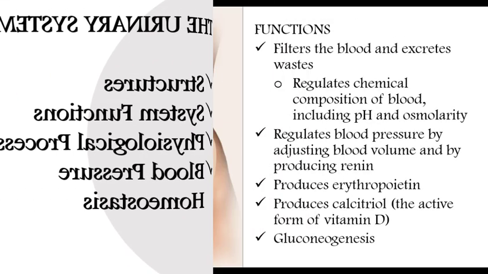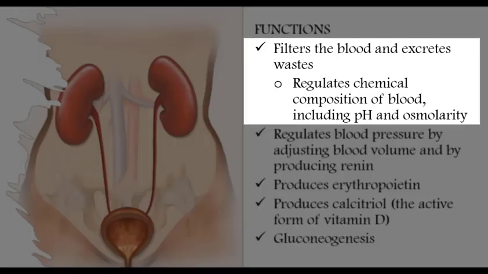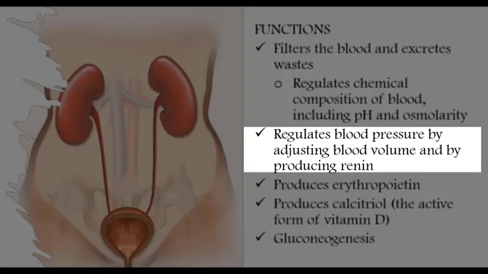One of the most important functions of the urinary system is filtering the blood, and related to that function is the excretion of waste and the regulation of the chemical composition of the blood, including the pH and the osmolarity. This function is vital. If the kidneys cannot do it, then you need to use dialysis in order to maintain life. Another important function is blood pressure homeostasis, both through adjusting the blood volume and by producing renin.